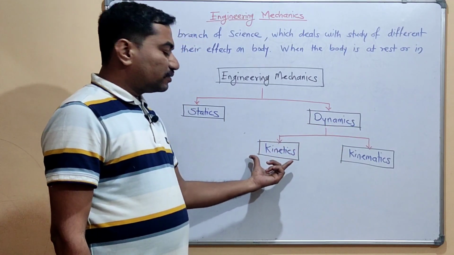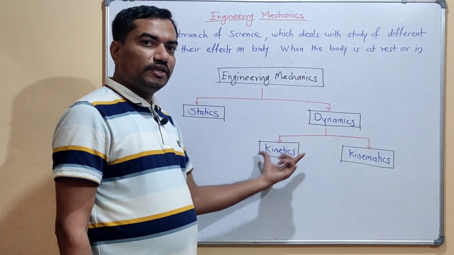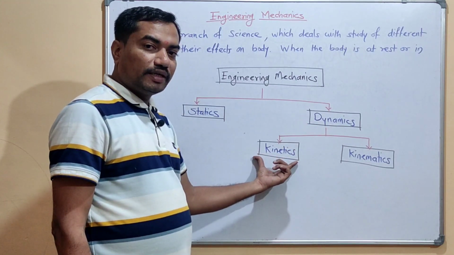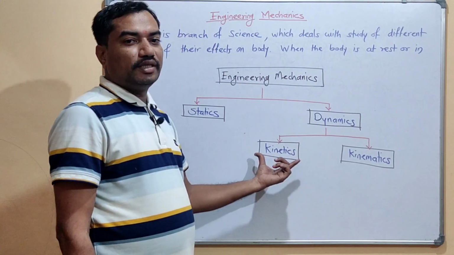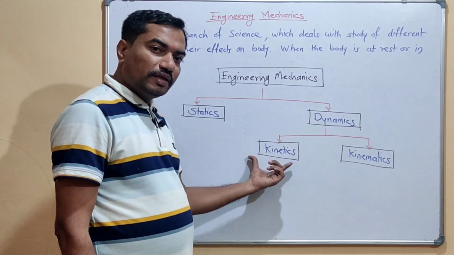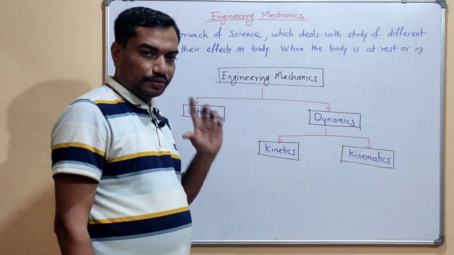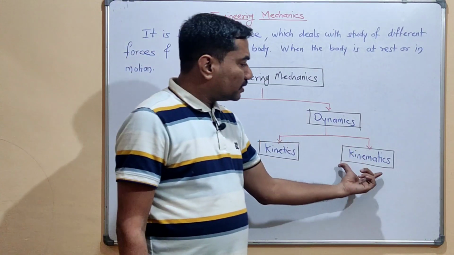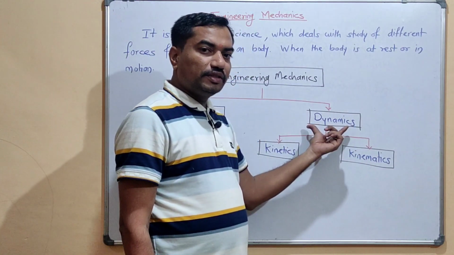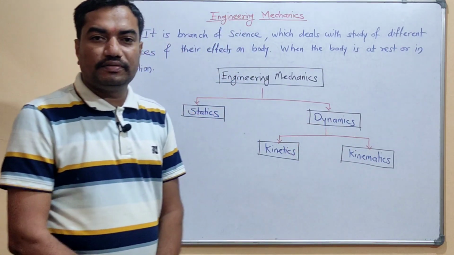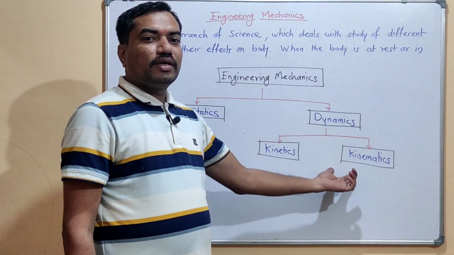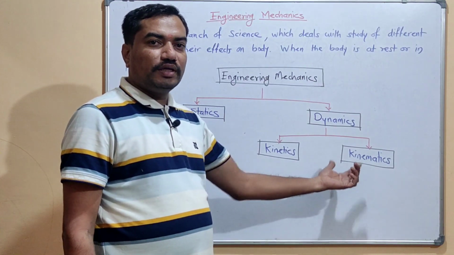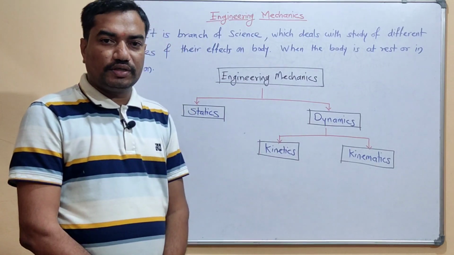So kinetics is the branch of dynamics which deals with the forces and their effect acting on the body when the body is in motion, considering the mass of the body and the force causing the motion. And kinematics is the branch of dynamics which deals with the forces and their effects acting on the body when the body is in motion, and here the mass of the body and the force causing motion is not considered.